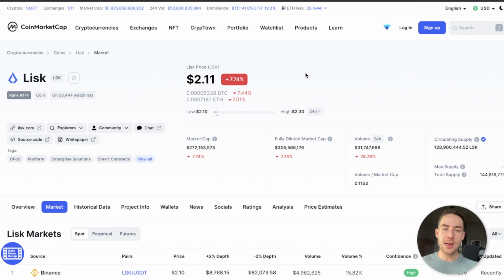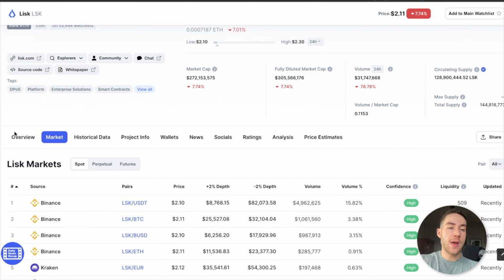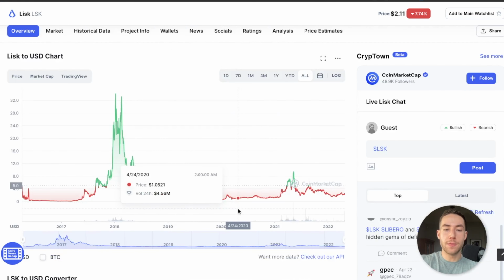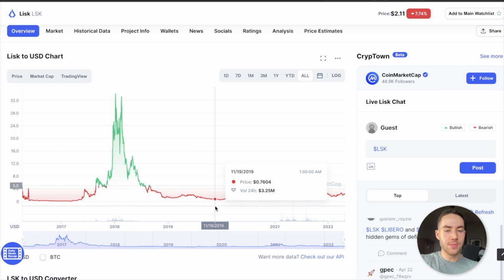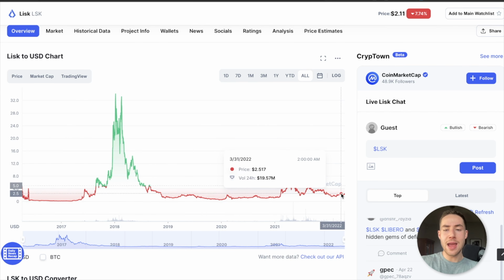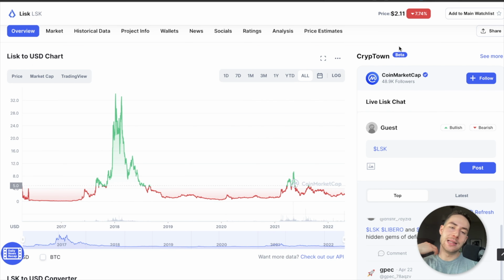Now, do I think that it's going to continue falling? No, actually. The reason being is that, number one, I think it's found a floor. It's kind of found a floor for a long time here. You can see that it was trading at around $1 to a low of, in some cases, 50 cents. And ever since then, it's pumped up a little bit to around $2.11.